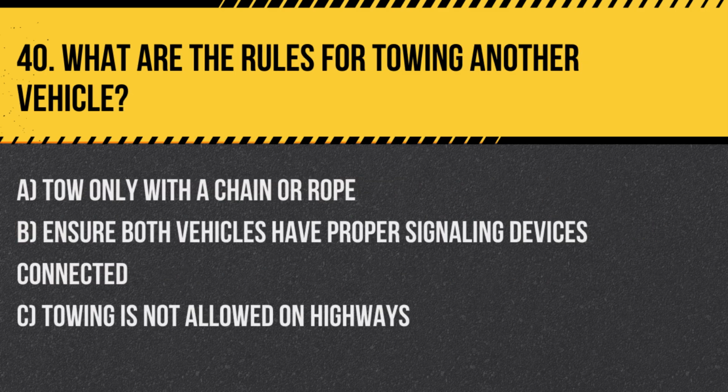Question 40. What are the rules for towing another vehicle? A. Tow only with a chain or rope. B. Ensure both vehicles have proper signaling devices connected. C. Towing is not allowed on highways. Answer B. Ensure both vehicles have proper signaling devices connected. This is necessary for safety to ensure that signals are communicated between the towed and towing vehicle.